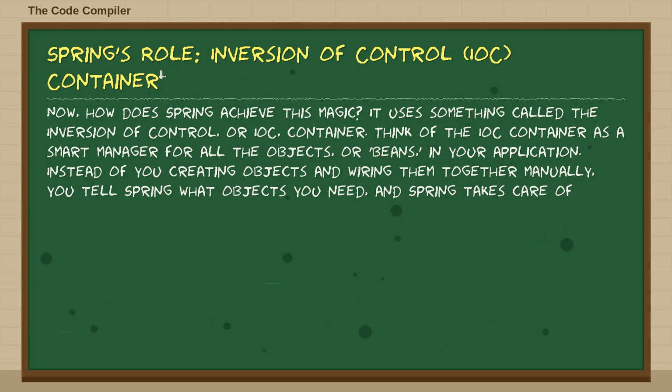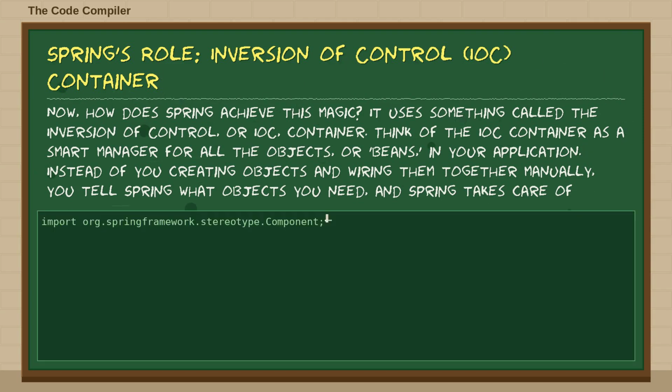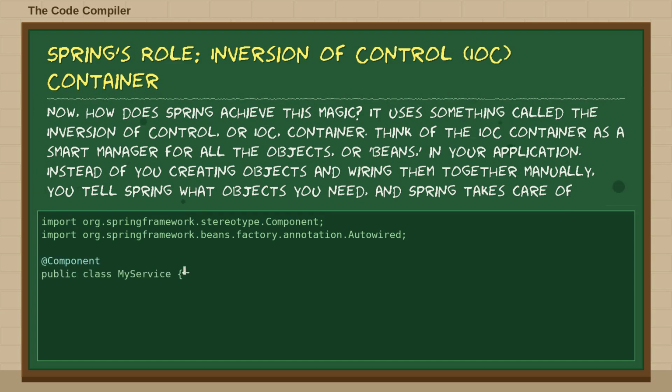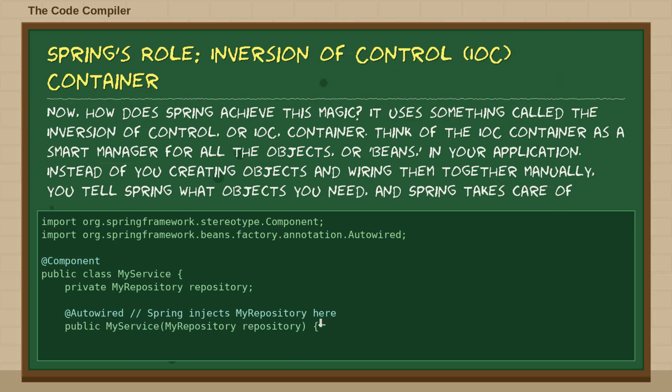Spring uses annotations like @Component to mark a class as a Spring managed component and @Autowired to tell Spring where to inject a dependency. When your application starts, the Spring container scans for these annotations, creates the necessary objects, and intelligently wires them together based on your declarations. This significantly reduces boilerplate code and promotes a highly modular architecture.